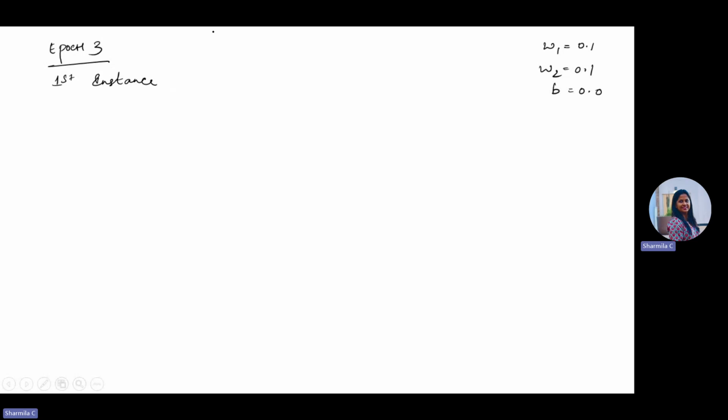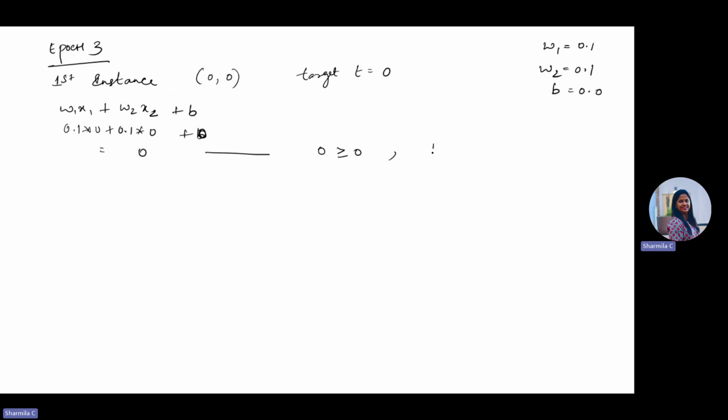The first instance from the truth table is 0, 0. When x1 is 0, x2 equals 0, so the target t equals 0. Find the weighted sum, W1 into x1 plus W2 into x2 plus the bias. W1 is 0.1 into 0 plus 0.1 into 0 plus the bias, which is also 0. The output we get is 0. When you send this to the activation function, 0 is greater than or equal to 0, so the obtained output is 1.